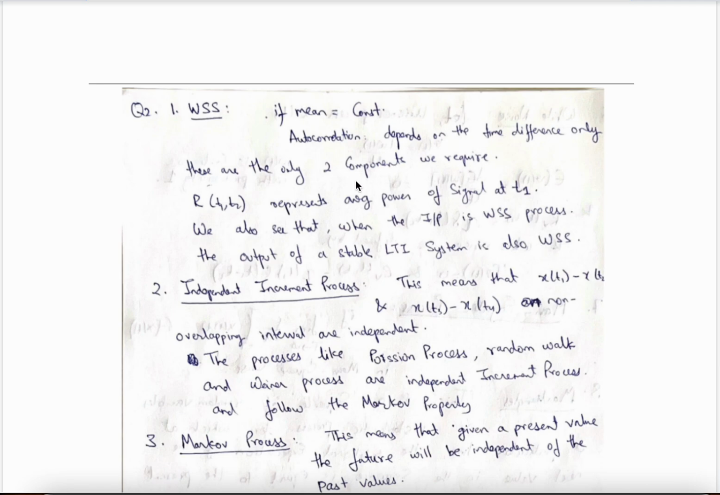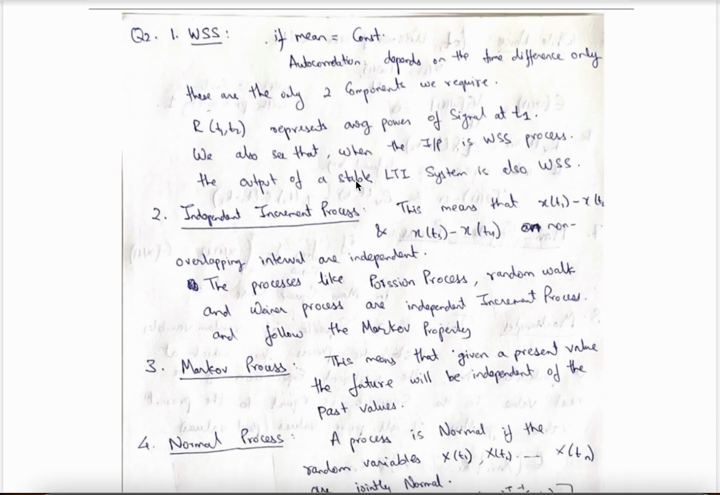Moving on to the second part, it's independent increment process. This means that x of t1 minus x of t2 and x of t3 minus x of t4 on non-overlapping intervals are independent. It's basically like assume a line and 4 points, t1 and t2. This time slot should be totally different and not overlapping with t3 and t4. Processes like Poisson process, random walk and Wiener process are independent increment processes and follow the Markov property.